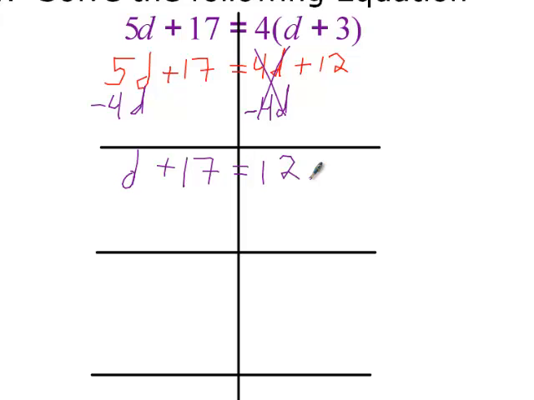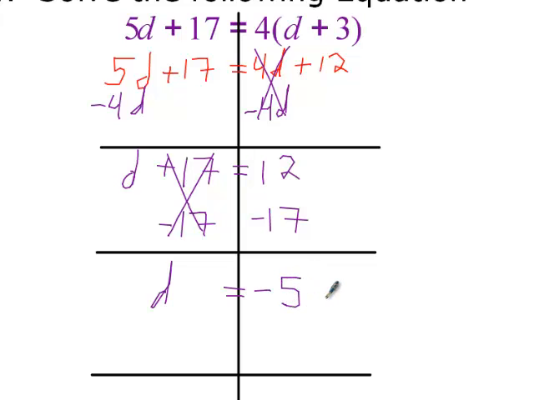So we want to get d by itself. So we're looking at the left-hand side of the equal sign because that's where the variable is. Do we have any subtraction on the left-hand side? No. Do we have any addition? Yes, we do. So we're going to get rid of it. So this cancels. Leaves us with d equal to negative 5.